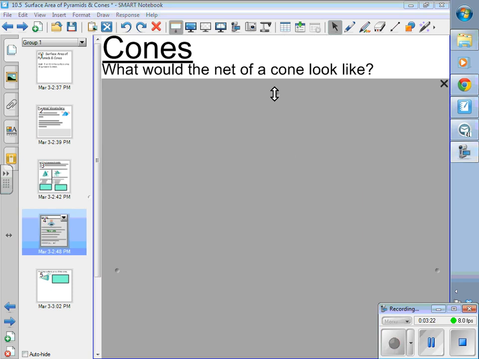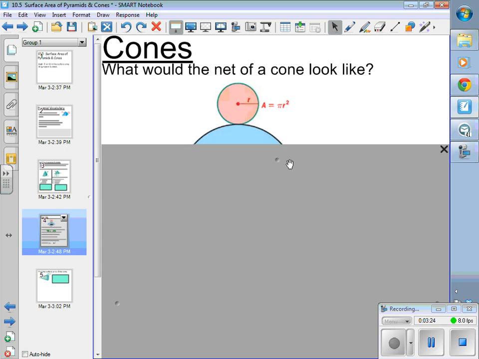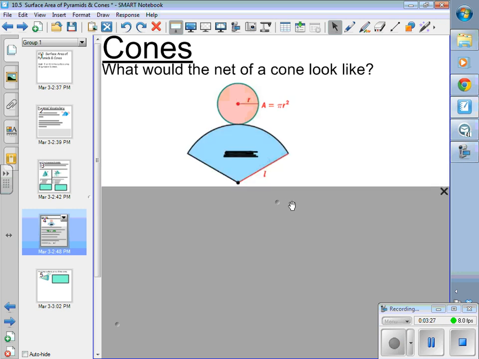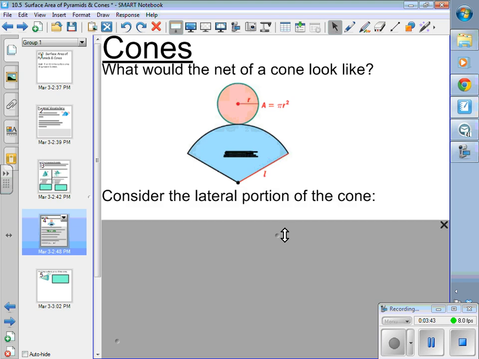Cones. What would the net of a cone look like? If we unfolded a cone, it should look about like this. So we have our slant height here, the radius of our circle, and the area of our circle is there, as we've been studying. Here, this blue part is the lateral portion of our cone.